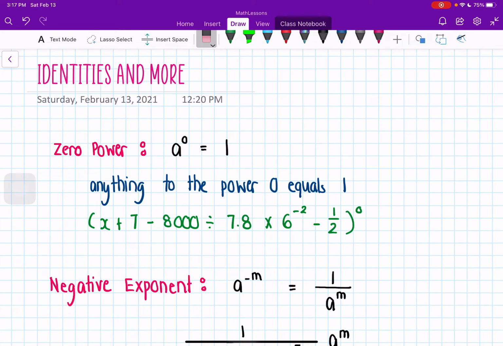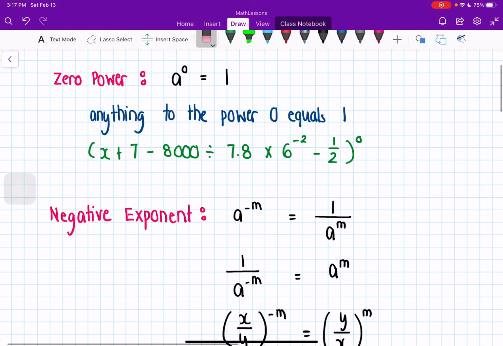We're going to be looking at the last little bit with exponents, and we're going to round out the unit by looking at the identities. And there are two main identities we deal with when it comes to exponents. The first one is the zero power identity, and what that is that anything to the power 0 will equal 1.